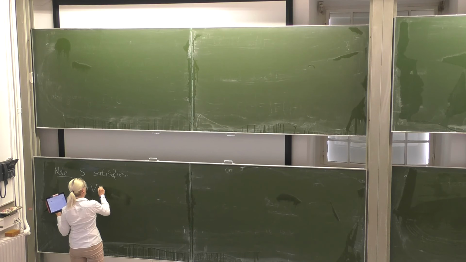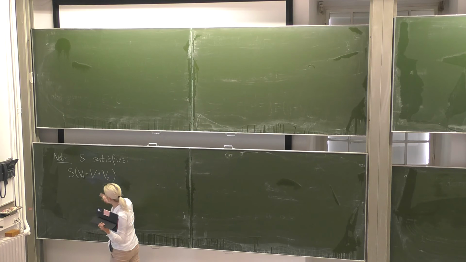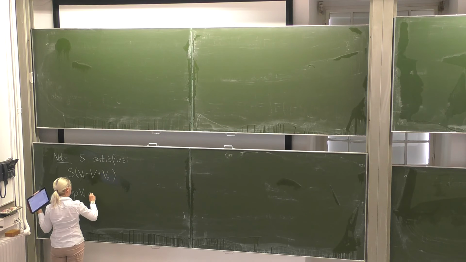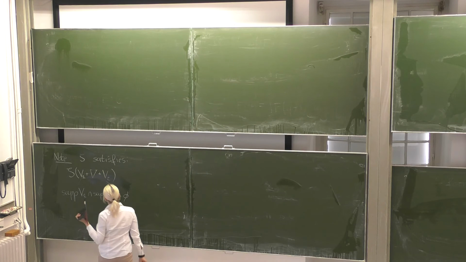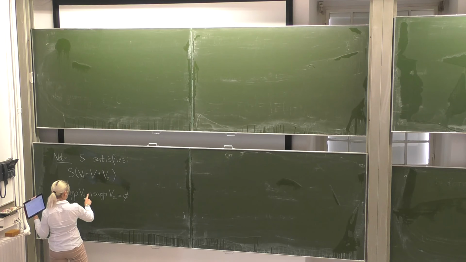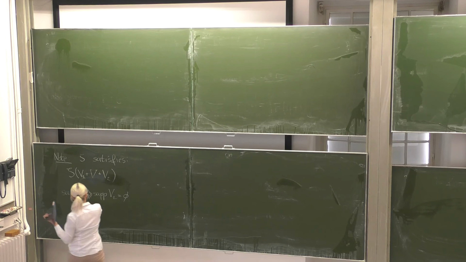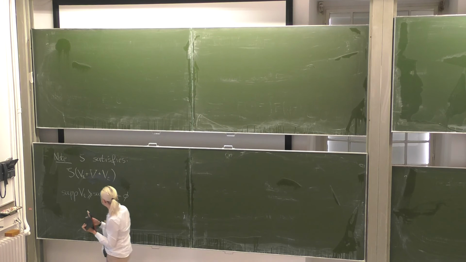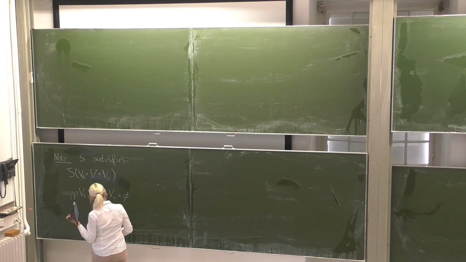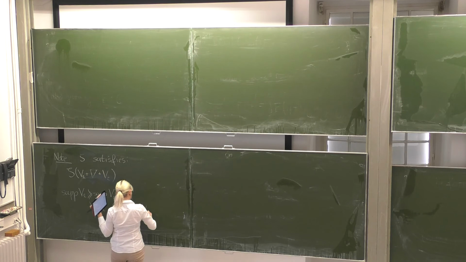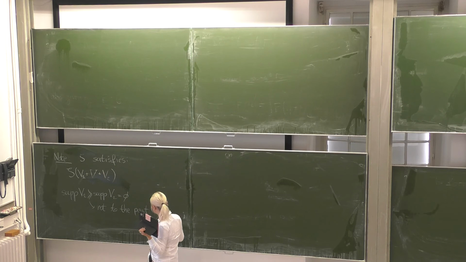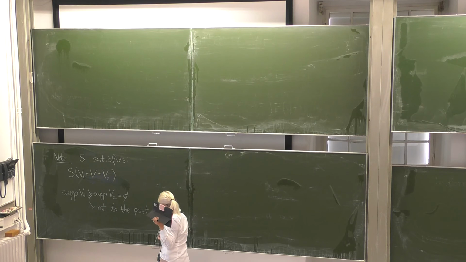So take V1 and V2 such that the support of V1 is disjoint from the support of V2. So then the S matrix factorizes. Actually, let's make this even more concrete. The support of V1 is not to the past of the support of V2. This relation means not to the past. In practice, it means that if I take V1 and V2, then the support of V1 does not intersect the past of the support of V2. There is also not to the future.